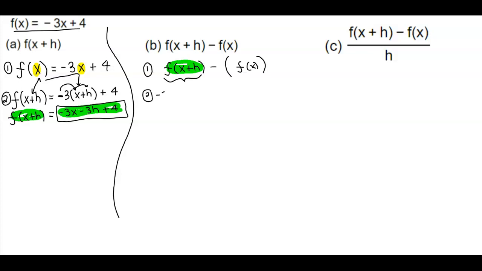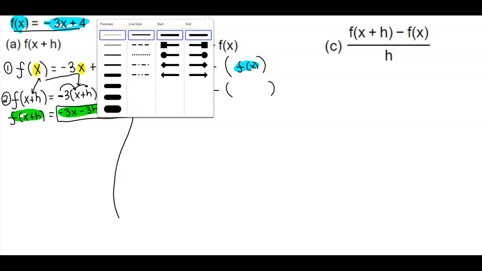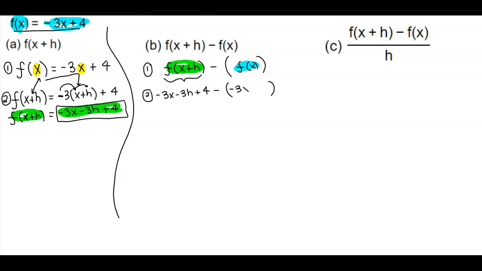So let's go ahead and then replace that with negative 3x minus 3h plus 4, and then we're going to subtract f of x. Now we know that f of x was given here, and that's equal to negative 3x plus 4. So let's go ahead and plug that in. So now we get negative 3x plus 4. And now we need to distribute and then combine like terms. So in step number 3, this remains the same on the left. We have negative 3x minus 3h plus 4.